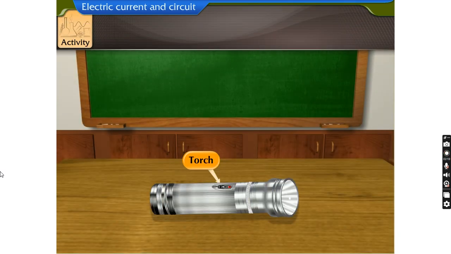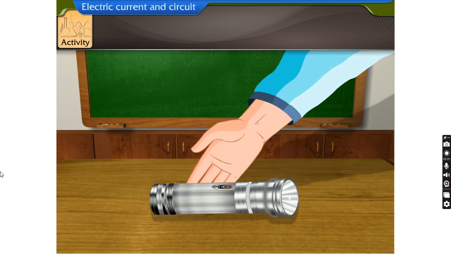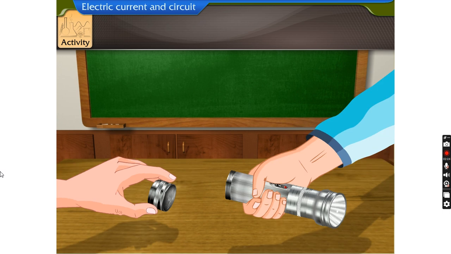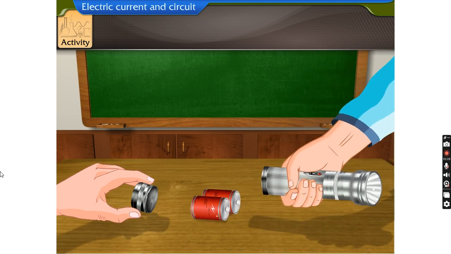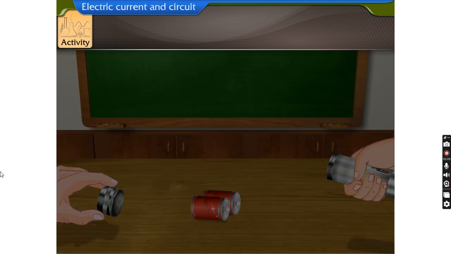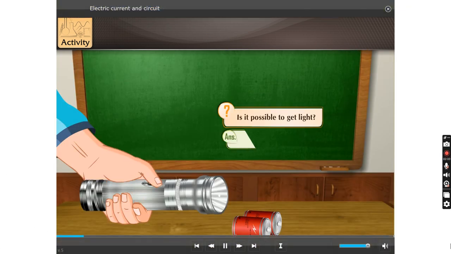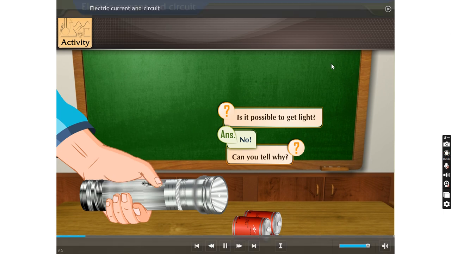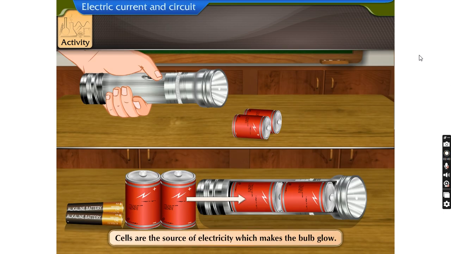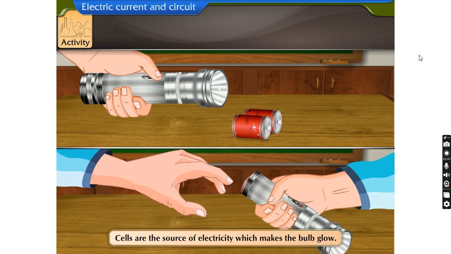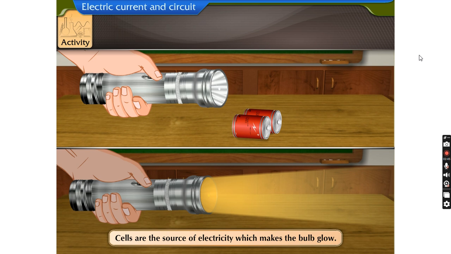Activity. Take a torch, take out its cells and try to obtain light. Is it possible to get light? No. Can you tell why? This is because cells are the source of electricity which makes the bulb glow.